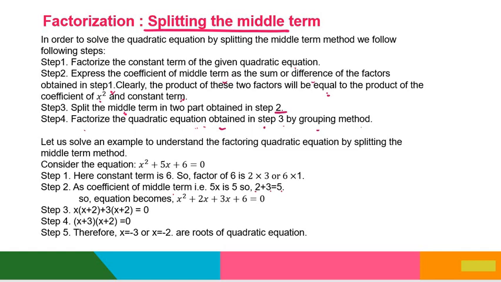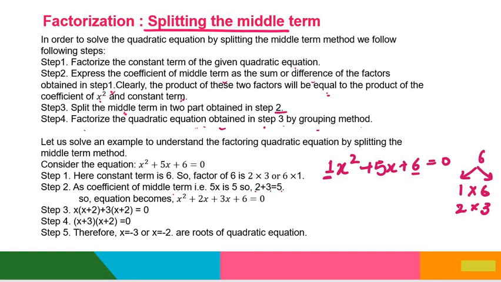So, to understand this, again we consider an example, that is x² + 5x + 6 = 0. Here the coefficient of x² is 1. So we just multiply 1 and 6, we get 6. Now make the factors of 6, that is 1 into 6 or 2 into 3.